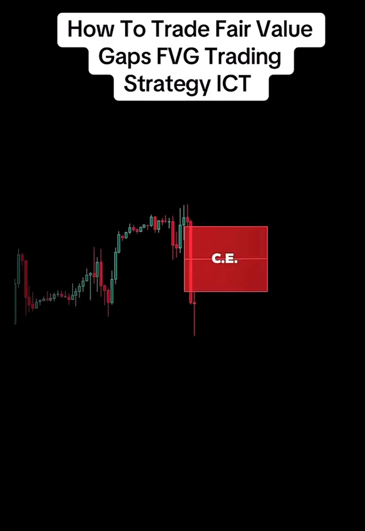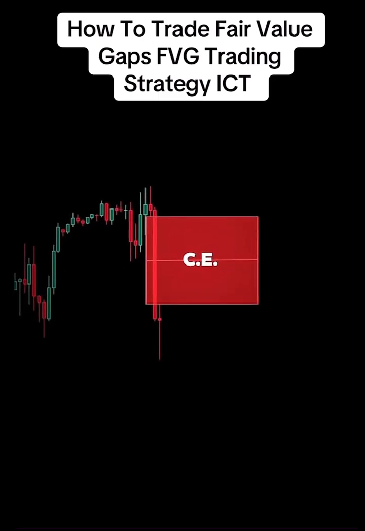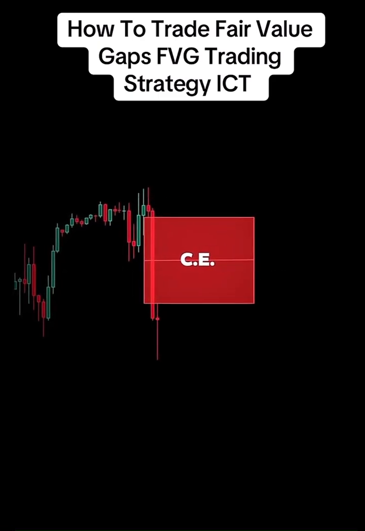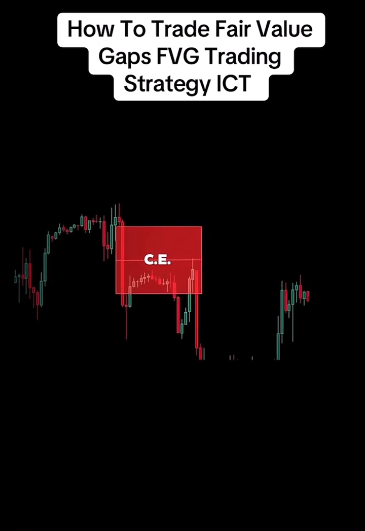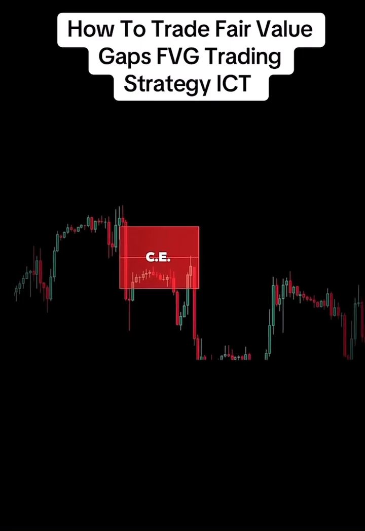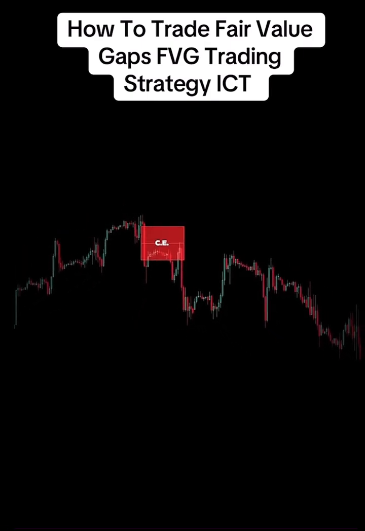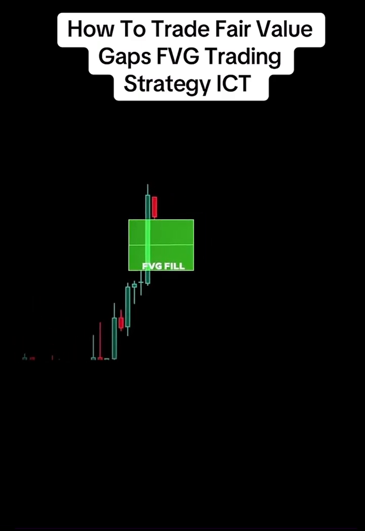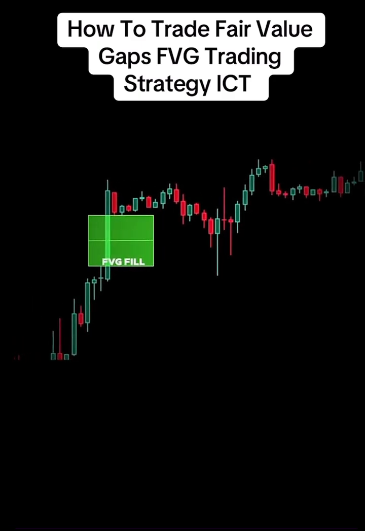Next, we have CE, short for Consequent Encroachment, which is the midpoint of an inefficiency or gap. When price returns to a gap, it doesn't always fill the entire imbalance. It can just barely enter the area and then reverse, or it can continue to trade to the midpoint before changing course. Lastly, we have the FVG fill. This is when price retraces and completes the fair value gap.